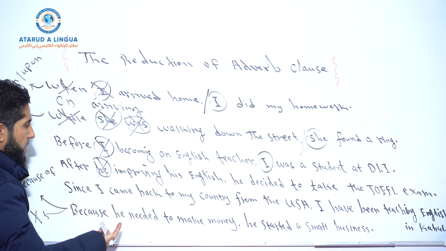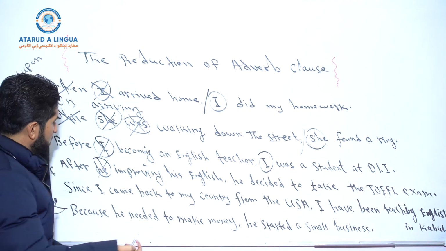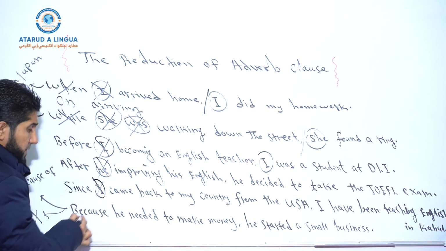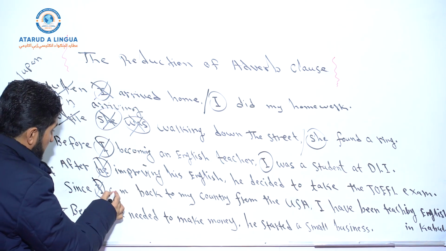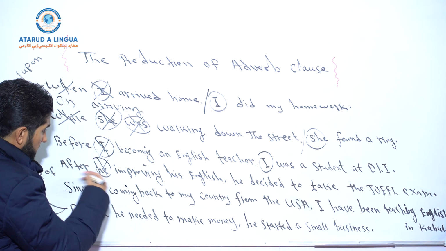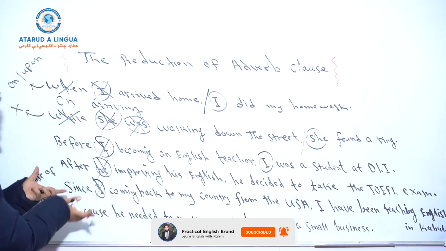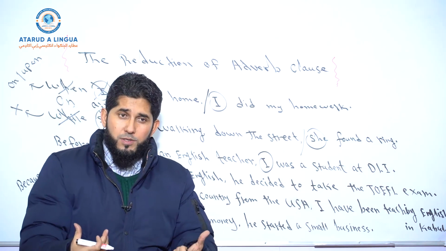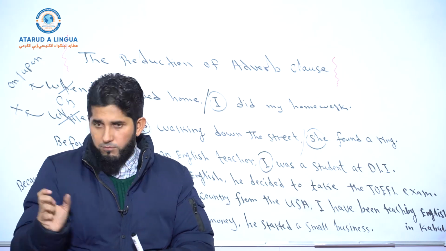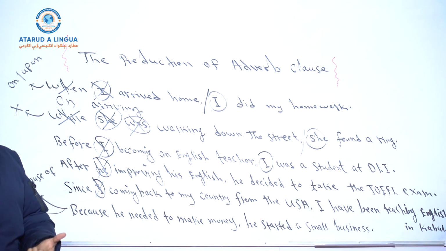"Since I came back to my country from the USA, I have been teaching English in Kabul City." So what do we do here? We get rid of the subject and we change, yes, it's in second form, "came," we change it to "coming," right? "Since coming back to my country from the USA, I've been teaching English in Kabul." So "since coming back to my country from the USA" is not a clause anymore. You know that, right? A clause is a group of words which has the pair of subject and verb. But a phrase doesn't have a pair of subject and main verb.